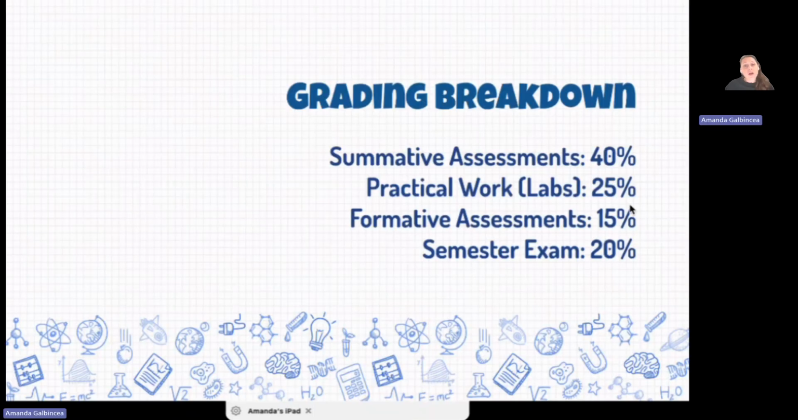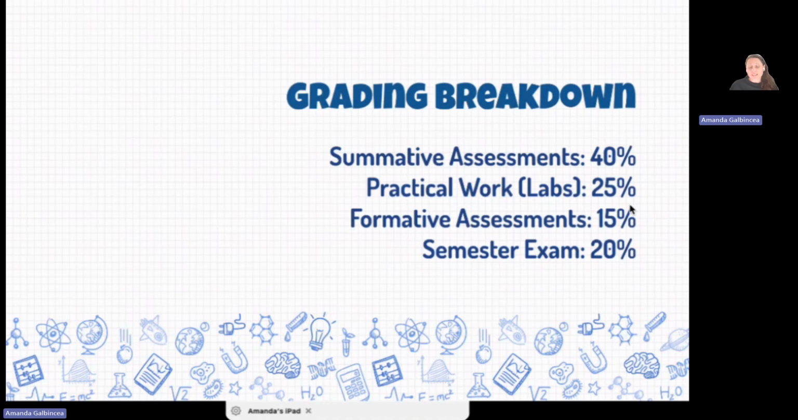Your grade breakdowns are summative assessments. Those are our exams. That's 40%. Practical work, those are our labs. It's 25% of the course, and so it's 25% of their grade. Formative assessments, those are our online homeworks, our warm-ups, activities in class, anything that's not going to take a significant period of time. Those are 15%.